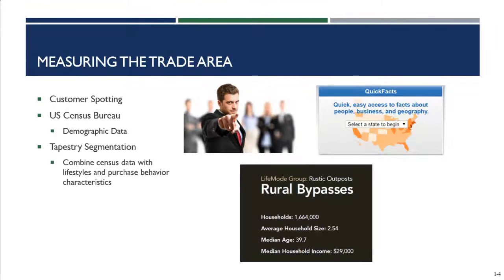Another way to measure is to look at that tapestry segmentation, which you've heard mentioned a few times in this class. The tapestry segmentation does combine that census data, the population data, the demographic data, with the lifestyles and purchase behavior characteristics. If you remember, this is one of the outputs from when we looked at Chapter 4, the tapestry data. And I'm actually going to post a couple examples of tapestry data in the Chapter 8 folder in Module 2 so that you can look at an actual output of some of this tapestry data to learn a little bit more about our customers.